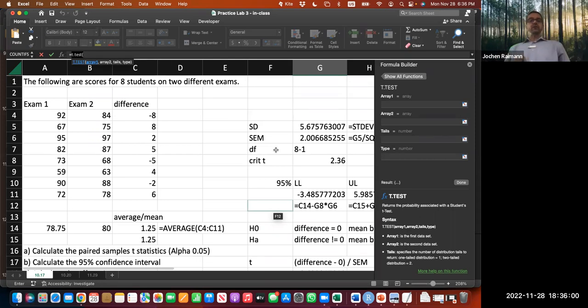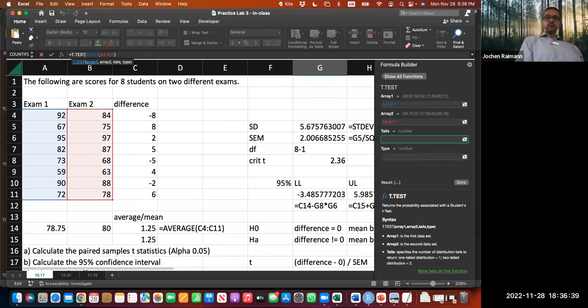How do you do that? It's equal T.TEST. Then you click on array one. The formula builder, the fx on the left top. So here you get prompted for 4 different entries. You need array 1, array 2, tails, and type. So array 1 is your first entry, so this is exam 1. Array 2 corresponds to exam 2 scores. Tails, we said we do a two-tailed test, so it's 2 for 2 tails.